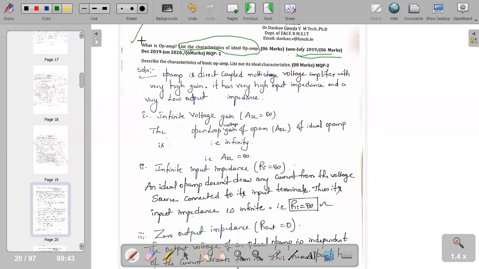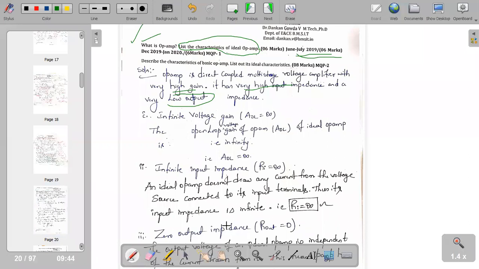And what is an op-amp? We already know an op-amp is a direct coupled multi-stage voltage amplifier with very high gain, very high input impedance and very low output impedance. Or in other words, you can say an op-amp is an operational amplifier. It is able to perform various arithmetic operations.